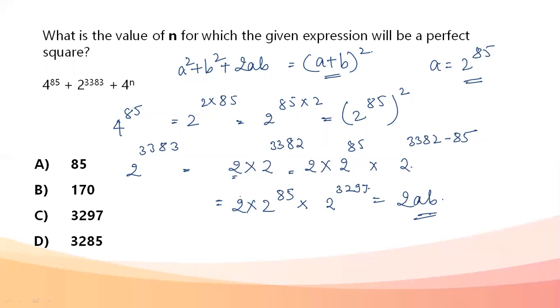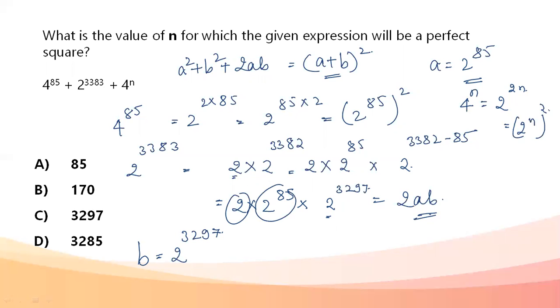This is 2ab. 2a, and this is some b that is given to me. Now, my b is equal to 2 raised to power 3297. What to do with this? I know 4 raised to power n is equal to 2 raised to power 2n, or this is 2 raised to power n the whole square. Also, I can write it in this way. So basically my b is 2 raised to power n. So 4 raised to power n, that here it is given to me, is b square.